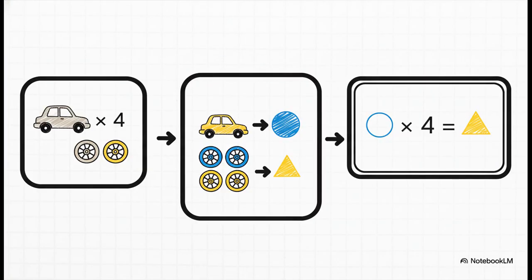Okay, step 1. The rule in words is the number of cars multiplied by 4 equals the number of wheels. Got it? Step 2, let's give them nicknames. We'll use a circle for cars and a triangle for wheels. And finally, step 3, bam! Circle times 4 equals triangle. Just like that, we've created a powerful formula that works every time.